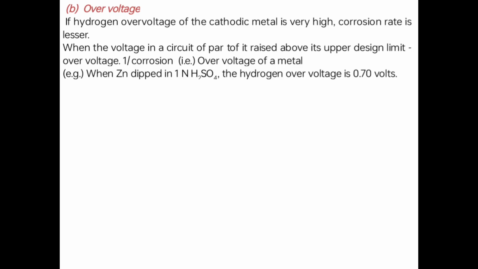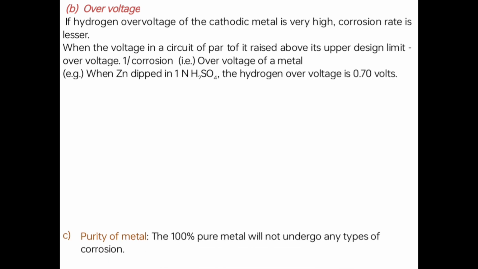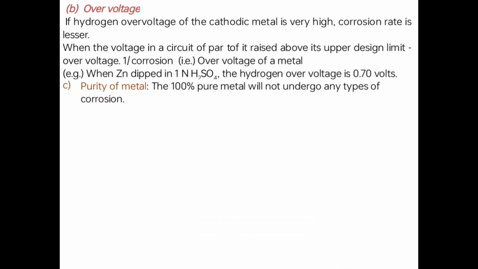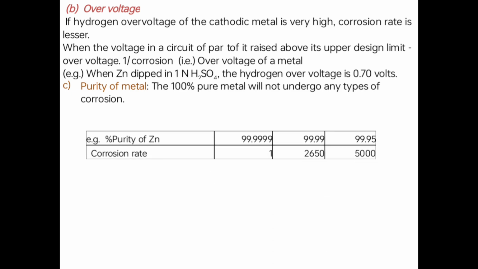Overvoltage: if the hydrogen overvoltage of the cathodic metal is very high, the corrosion rate is lower. For example, when zinc is dipped in H2SO4, the hydrogen overvoltage is 0.70 volts. Purity of metal: 100% pure metal will not undergo any type of corrosion.